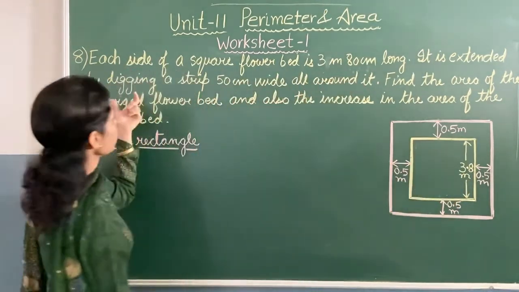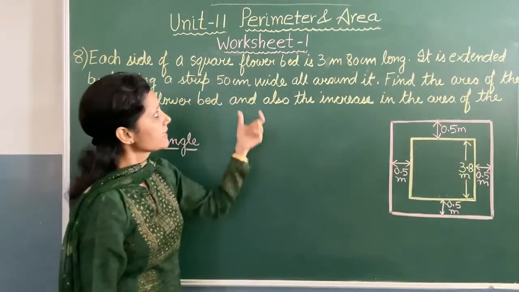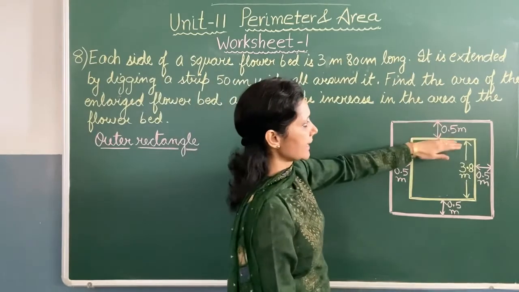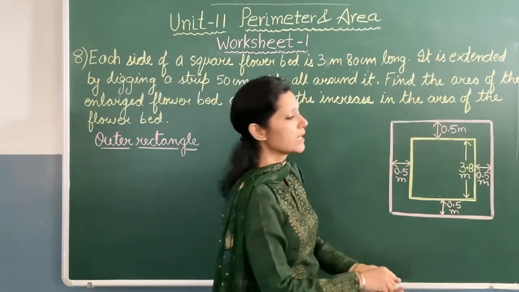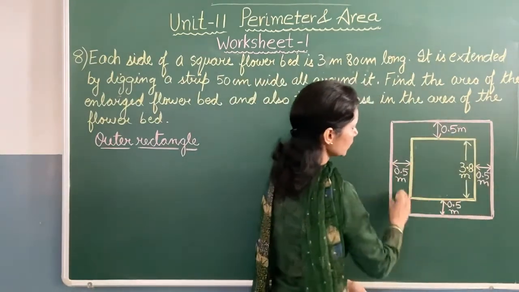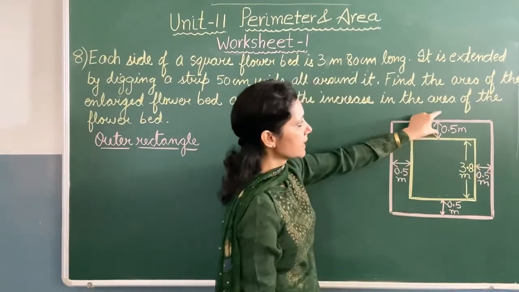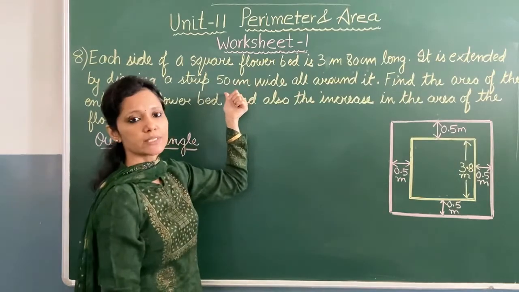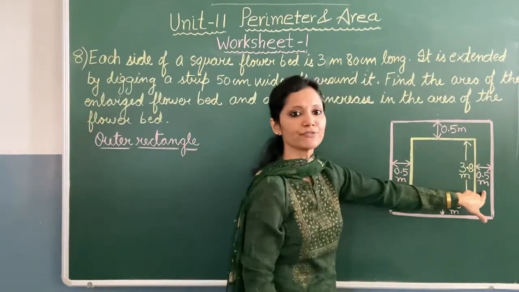Next, it is extended by digging a strip 50 centimeters wide all around it. Now it has been extended. Extended means it has been enlarged by digging a strip all around it, and the width of the strip is 0.5 meters. It is actually 50 centimeters. When we convert it into meters, it would be 0.5 meters.